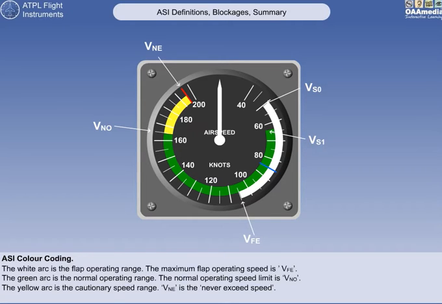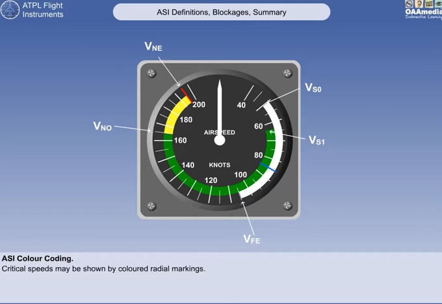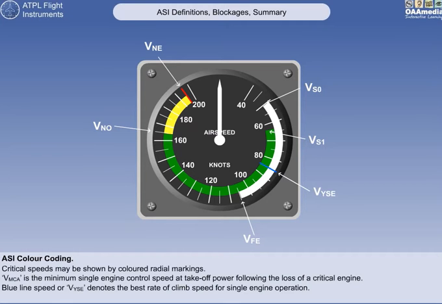speed. In addition to the coloured arcs, certain critical speeds may also be defined by coloured radial markings. The VNE speed of 195 knots in our example is marked with a red radial line. The blue radial line, known as blue line speed, or VYSE, denotes the best rate of climb speed for single-engine operation on a twin-engine aircraft.